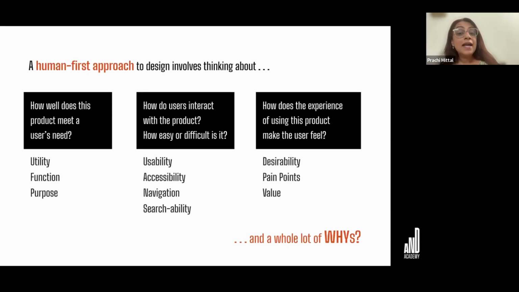And how does the experience make the user feel? Is it desirable? Are these pain points? Or have we just taken a technology or a business first approach? This is what I want to sell, and this is what I can make, and therefore let me sell it. And let me put that in front of the user, and they'll figure out how to use it. No. All of this is the job of a UI UX designer. And you do that by asking a whole lot of whys, right? You keep asking, why does the user say this? Why does the user feel this? Why do I need to add this? So why becomes your favorite question.